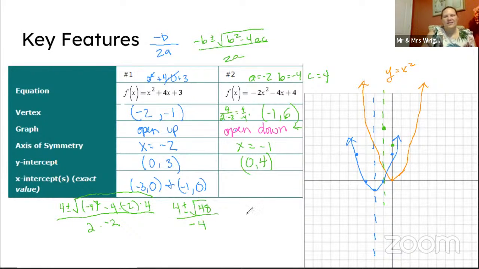So 48, let's think of some factors of 48. Let's see if we can simplify this. We've got 2 times what, 24? And 24 is 2 times 12. 12 is 2 times 6. 6 is 2 times 3. So I've got 2 pairs of 2. So 48 is going to be 4 square root 3, or 2 times 2 square root of 3.